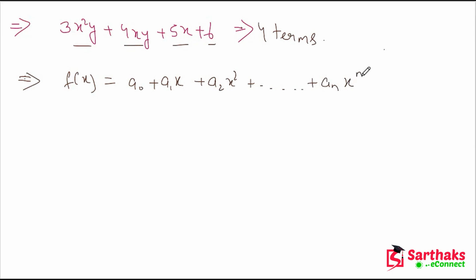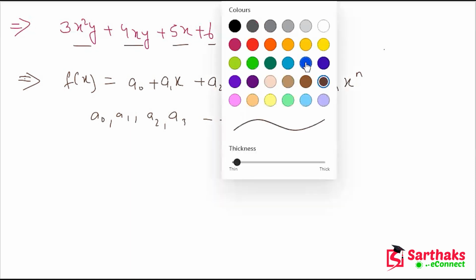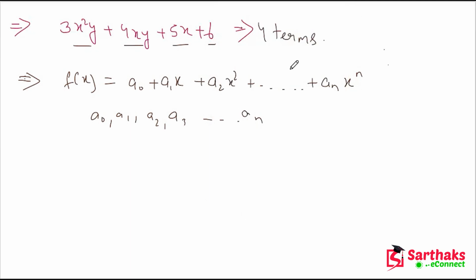This is the standard form. Now here a naught, a1, a2, a3, up to an, these are real numbers. And x, x square, up to x raised to power n, they are variables.